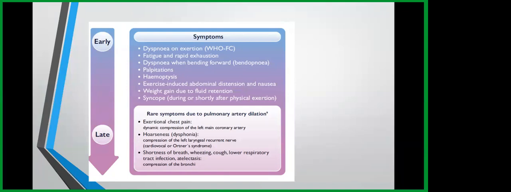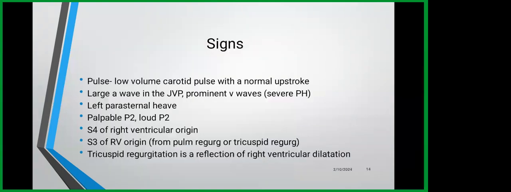Other symptoms, of course, with pulmonary hypertension, you have pulmonary artery dilation. There can be compression of the left main coronary artery, which will now lead to exertional chest pain, anginal chest pain. There can be compression of the left recurrent laryngeal nerve, leading to what we know as Ortner syndrome. Okay, the compression of the bronchi will cause wheezing, cough, infection, even a lung collapse.